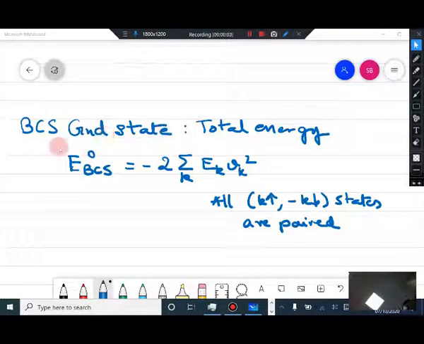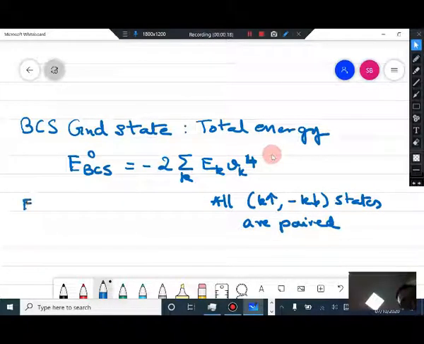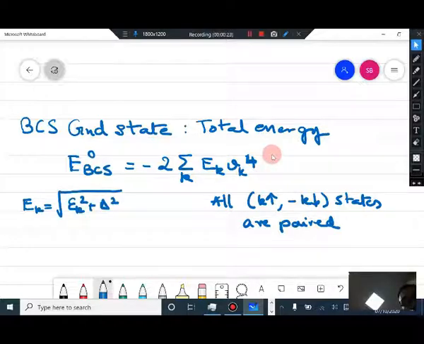So, in the last lecture, we had seen that the BCS ground state, the total energy of this BCS ground state, which is EBCS0, is minus 2 summation of k Ek Vk raised to 4, where Ek is square root of Ek square plus delta square. And now we will try and determine what is the meaning of this Ek. The BCS ground state is where all the k up minus k down states are paired up through the interaction potential V naught.